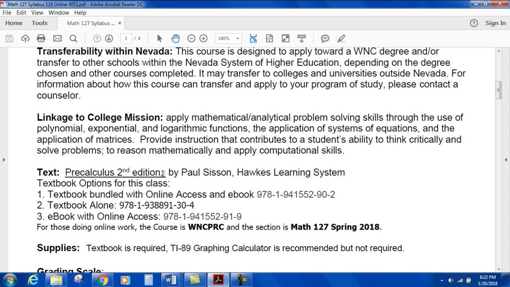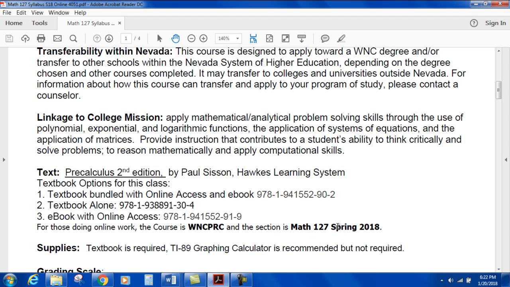We'll be using the Pre-Calculus 2nd edition by Paul Sison from Hawkes Learning System. So this book, if you're in my class last semester, it's the same book, and you just carry it on through. And if you were doing online stuff before, we could transfer that right over to the new section of Math 127 Spring 2018, so nothing new to buy.